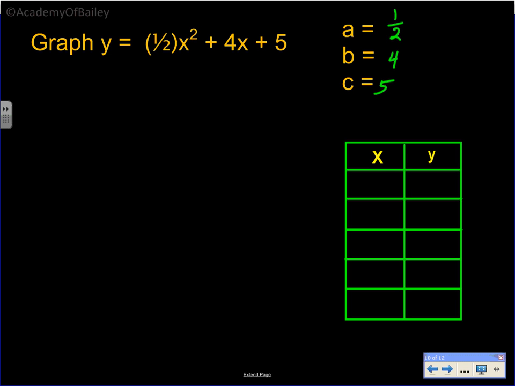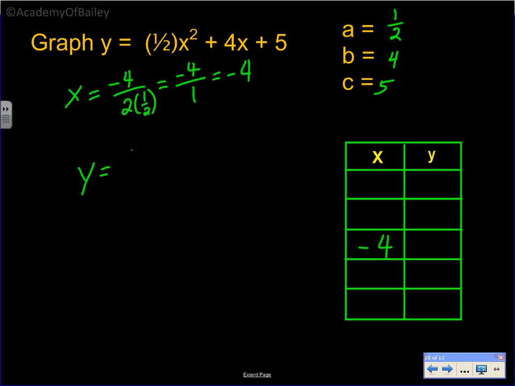Step number 2 says find the x value of the vertex. So x is equal to negative b over 2a. That's going to be negative 4 over 2 times 1/2. If you have a half and you multiply it by 2, you're going to get 1. So the x value is negative 4.